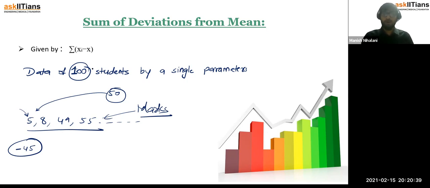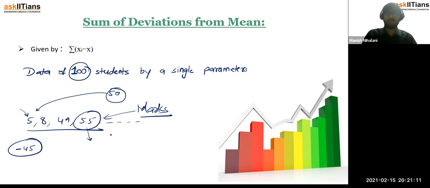So this is how important mean deviation is. Mean deviation means how every student is performing with respect to the average marks, with respect to the average student. For 55, you would say this student has scored 5 marks more than the average student, or more than the average marks. This is how you will analyze the performance of each and every student with respect to the average student, with respect to the mean deviation, right?